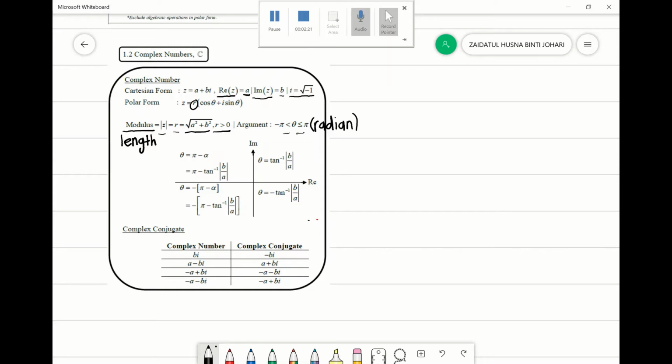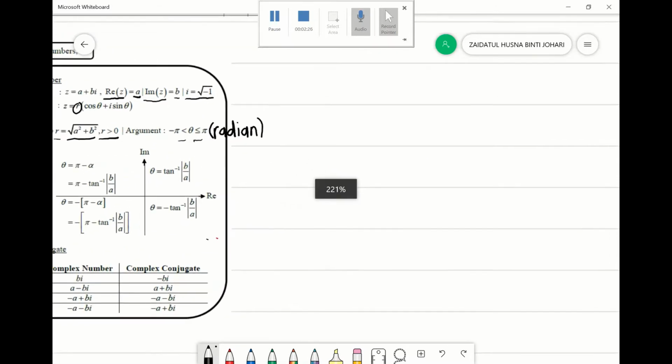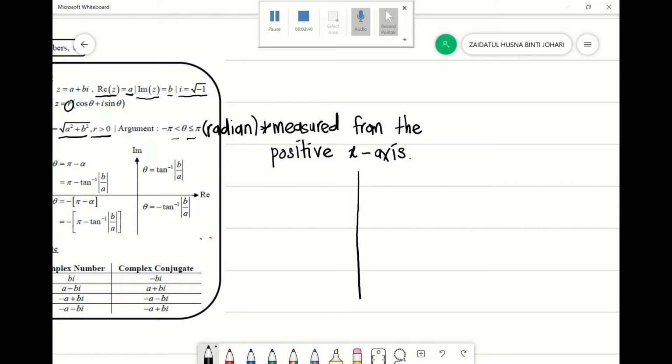And one more thing that you have to know is theta is always measured from the positive x-axis. Meaning that, for example, this is our Argand diagram. The x-axis is represented by the real value and the y-axis is represented by the imaginary.